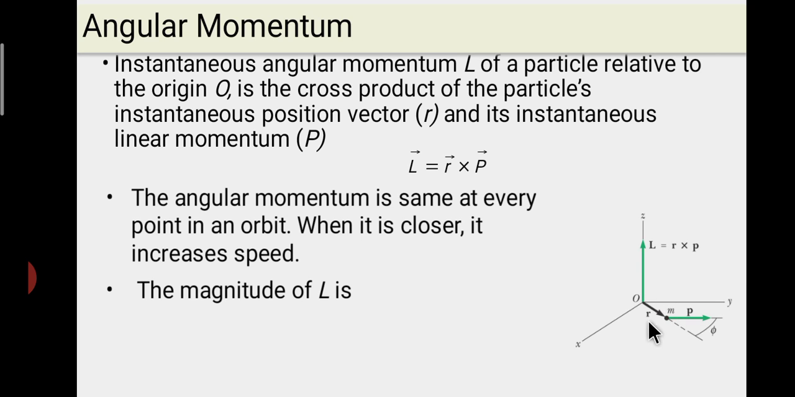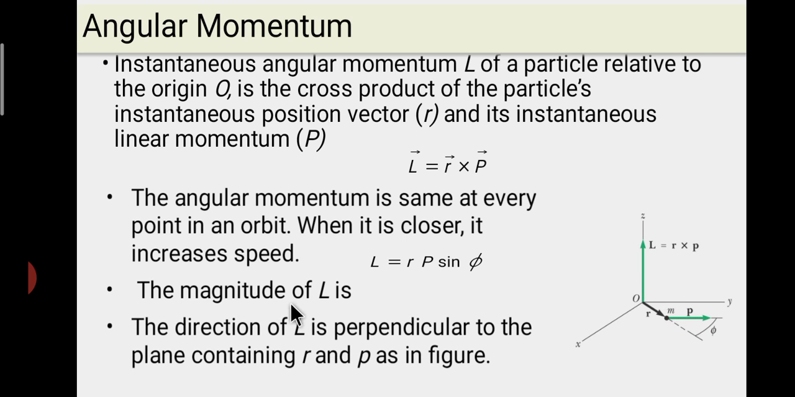The angular momentum of a particle is the same at every point, and the magnitude of angular momentum is given by the equation L = rp sin φ. Here r is the displacement vector, p is the linear momentum, and φ is the angle between r and p. The direction of angular momentum is perpendicular to the plane containing r and p.